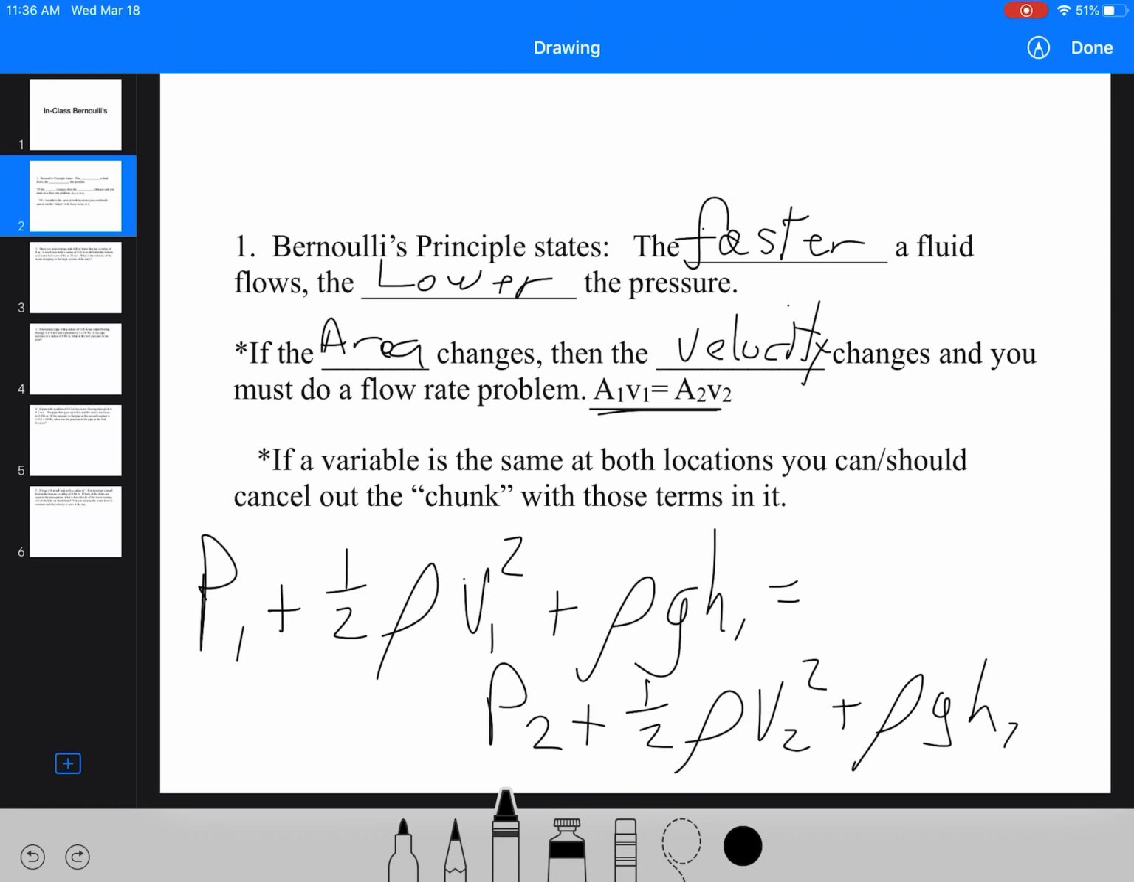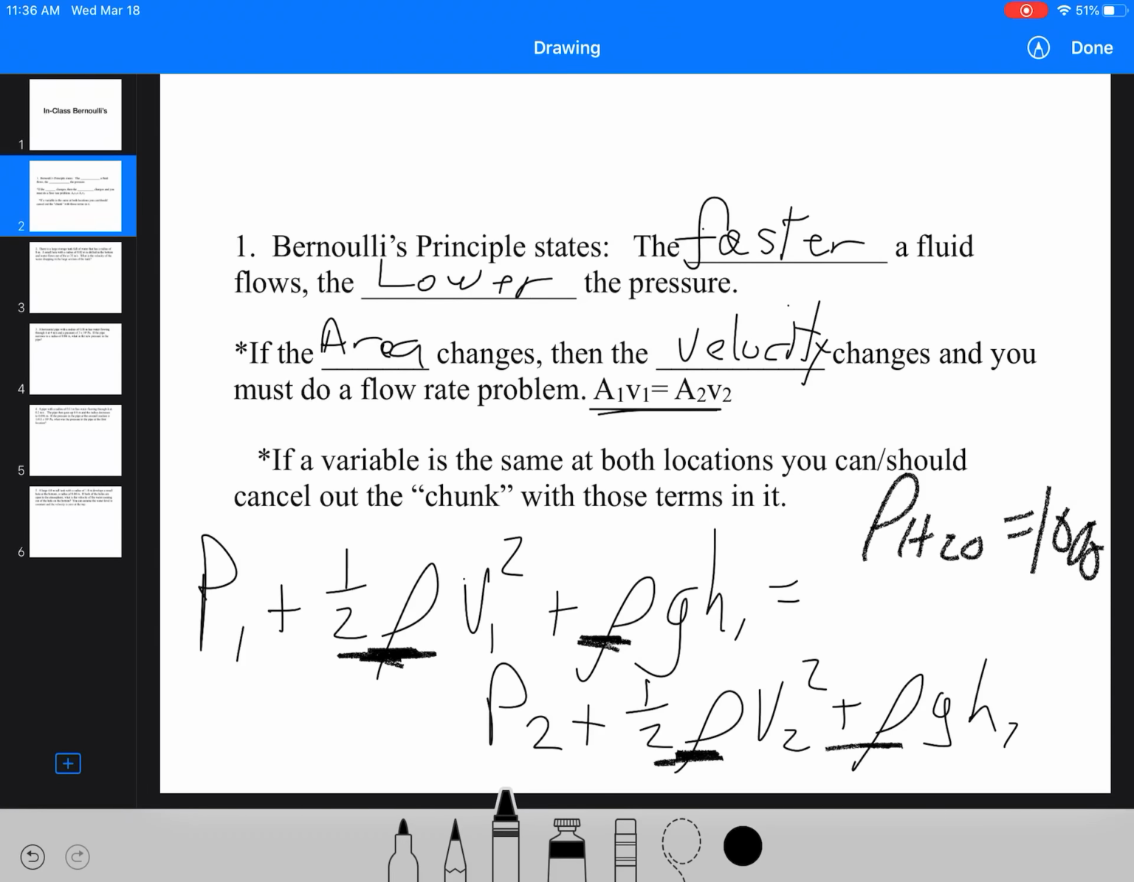Just to quickly talk about what these mean, I should have done this a little earlier in this video. P1 and P2 are talking about pressure: pressure at location 1 versus pressure at location 2. This is our Greek letter for density, rho. So it's the density of the fluid, and when we're talking about the density of fluid, we're really talking about water at 1,000 kilograms per cubic meter. So this is going to be the density of water.